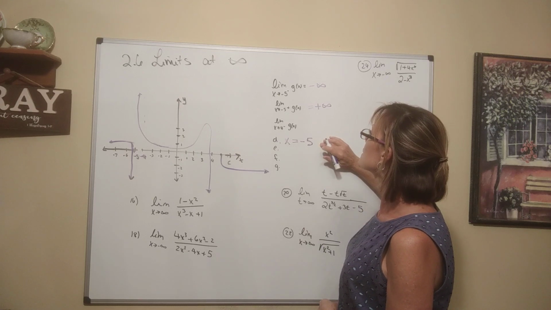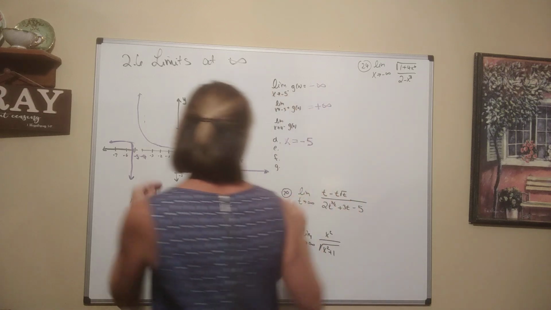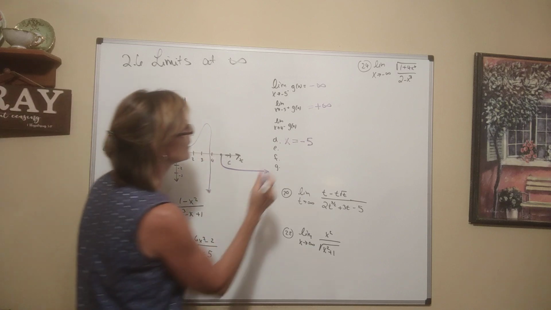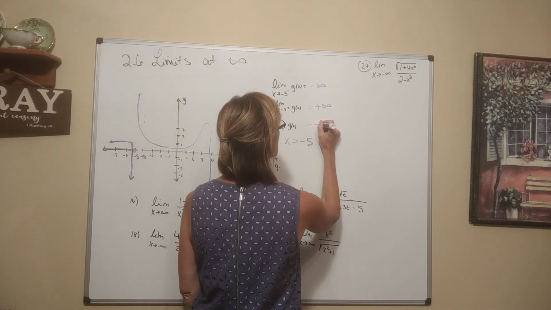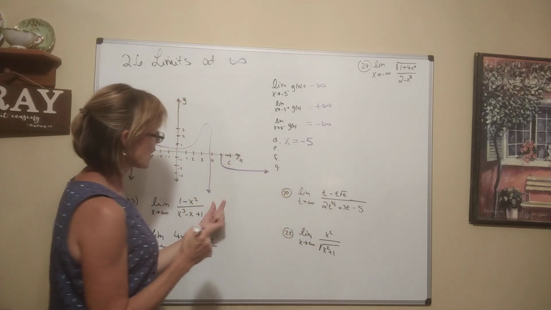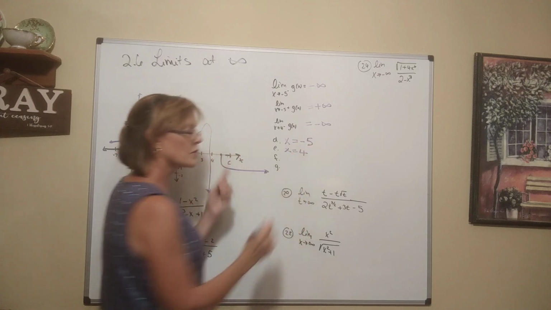How about, let's look at this. The limit as x goes to 4 from the left. As we approach 4 from the left, it's going down to negative infinity. Negative infinity right there. Okay, so we can write right there, x is equal to 4 is a vertical asymptote.